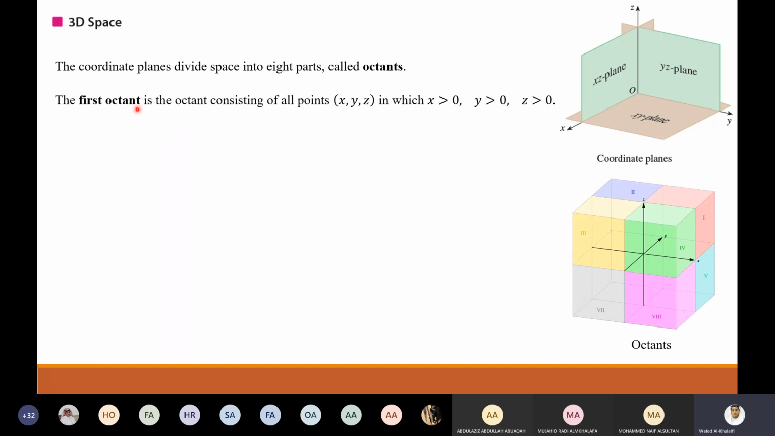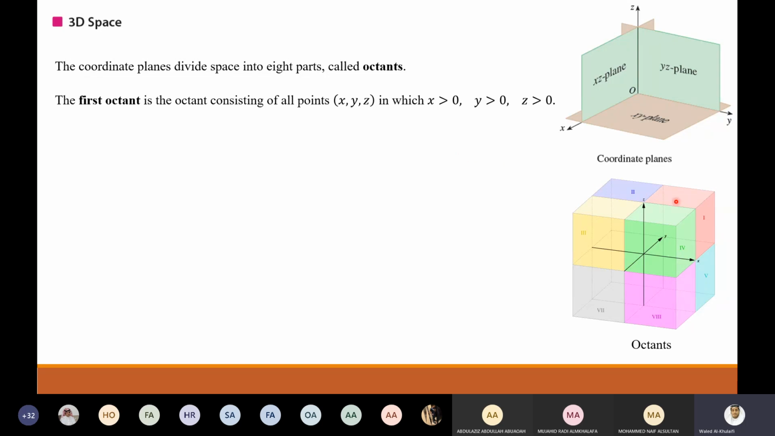The first octant is the octant consisting of all the points x, y, and z in which x is greater than 0, y is greater than 0, z is greater than 0. If you notice, this is the red one, Shabab, this is the first octant. Or if you are in the room, where you are standing here, this is your first octant. The first octant is where x is positive, y is positive, z is positive.